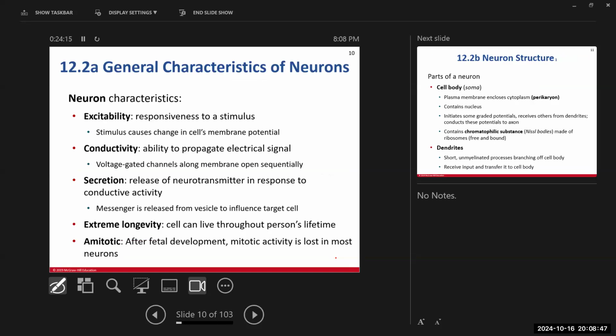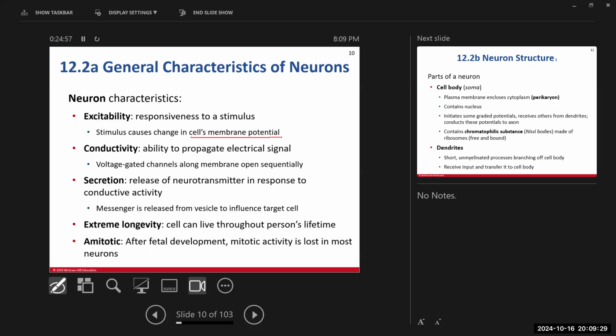So what is excitability? How a neuron responds to a stimulus. We're going to talk about this term throughout this chapter, but a stimulus can cause a change in what we call a cell's membrane potential. We'll get into that later on in the chapter, but a membrane potential is essentially an electrical charge across the plasma membrane. The next one is conductivity. Think about it, that word, most of us should know. How well can a neuron conduct or propagate an electrical signal?